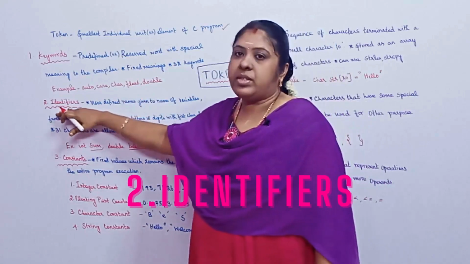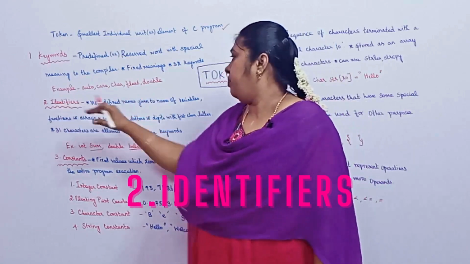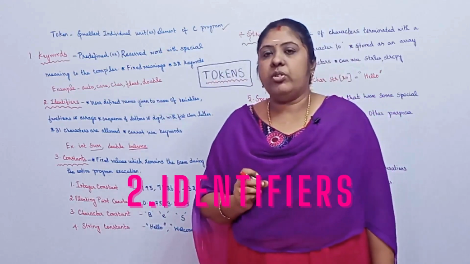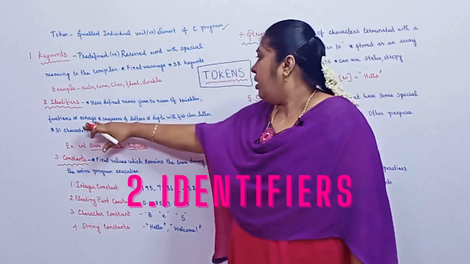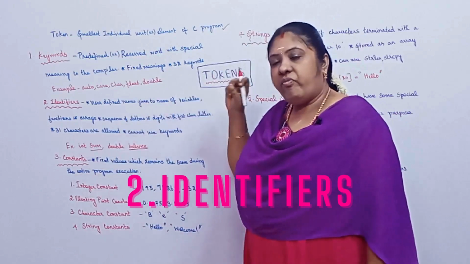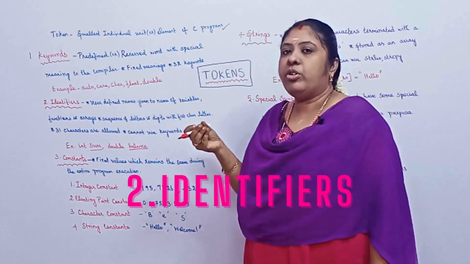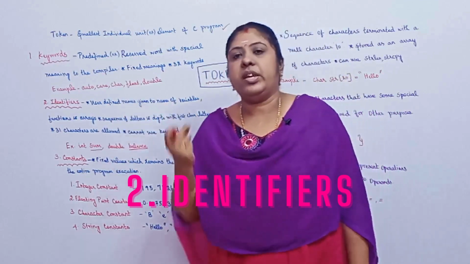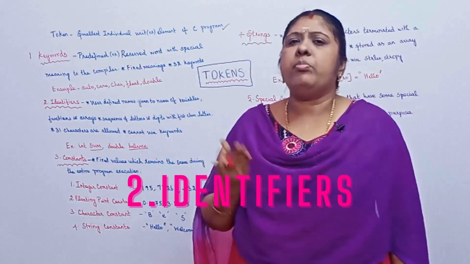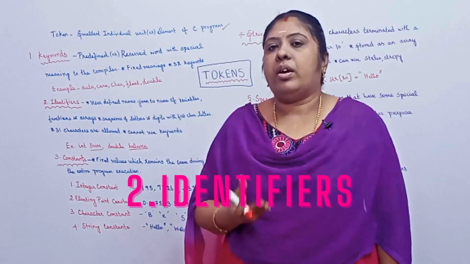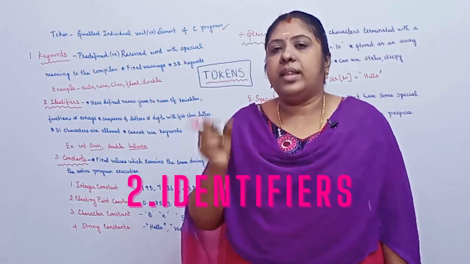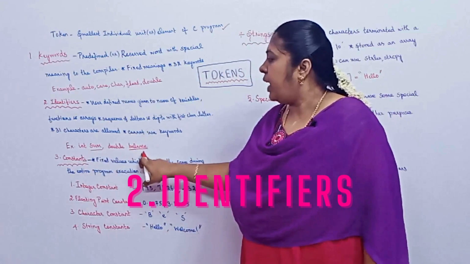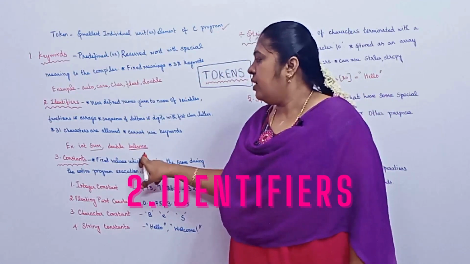And then next come the identifiers. Identifiers are nothing but the user-defined names given to a function, an array, or a variable. They consist of a sequence of digits and letters. It can be any name, for example int sum or double balance. Here sum and balance are called the identifiers.